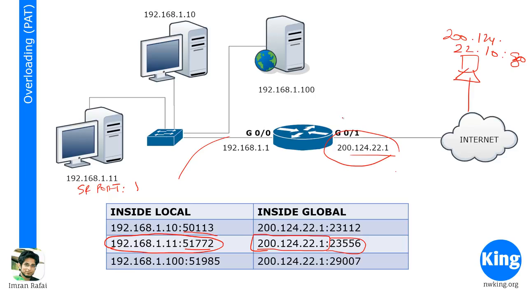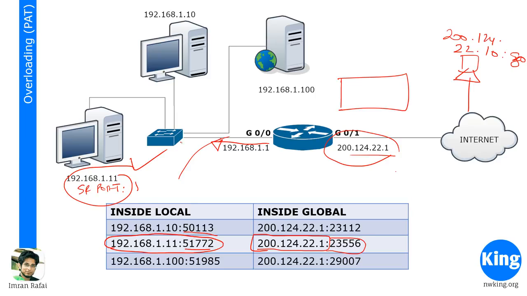And when it comes here, this device has a translation table, right? This is the translation table that says, okay, you're coming to 23556. 23556 is nothing but a translation that I made for 192.168.1.11 for a port number of 51772. So it takes that information, updates the destination IP address and destination port number, and sends it onto the network, which will definitely get delivered to this device, and our communication works, right?